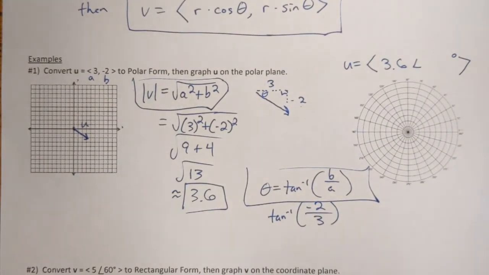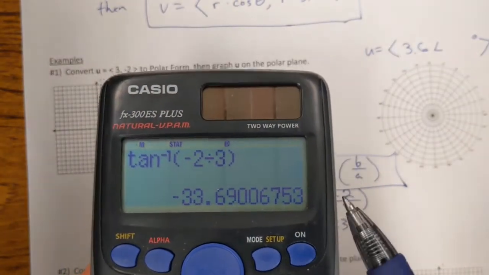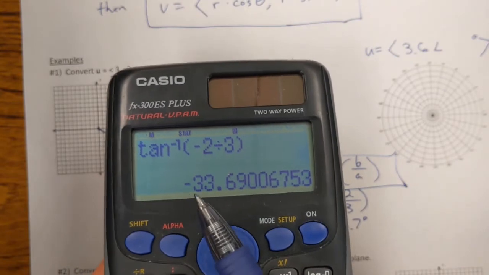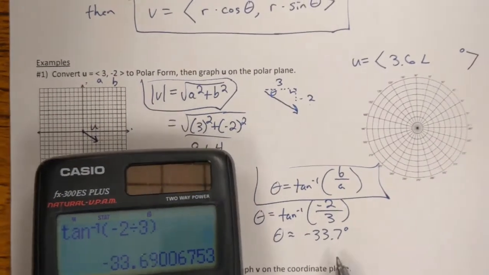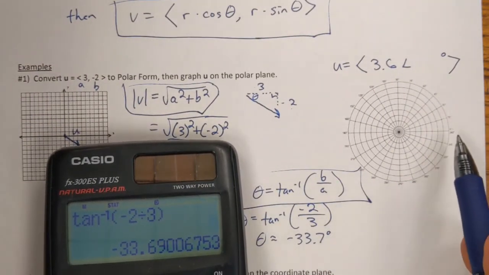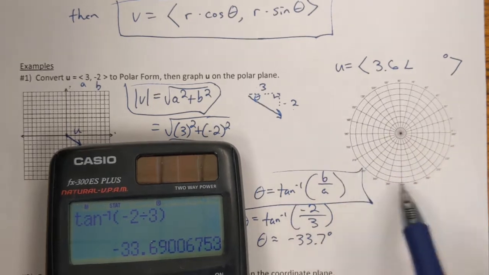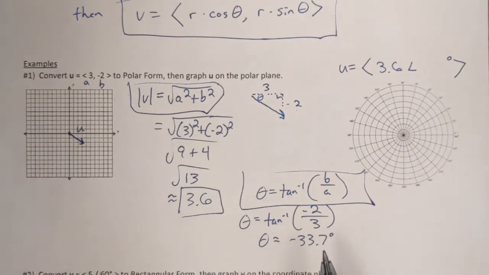Let's type that into our calculator here. One second. Okay, and you'll notice if you get a calculator, make sure you're in degree mode. So when you do this, you get a weird answer, -33.7 degrees. Okay, well, here's the deal. When you're using polar coordinates, you always want your angle to be between 0 degrees and 360 degrees. So an angle like this doesn't really make sense for us.